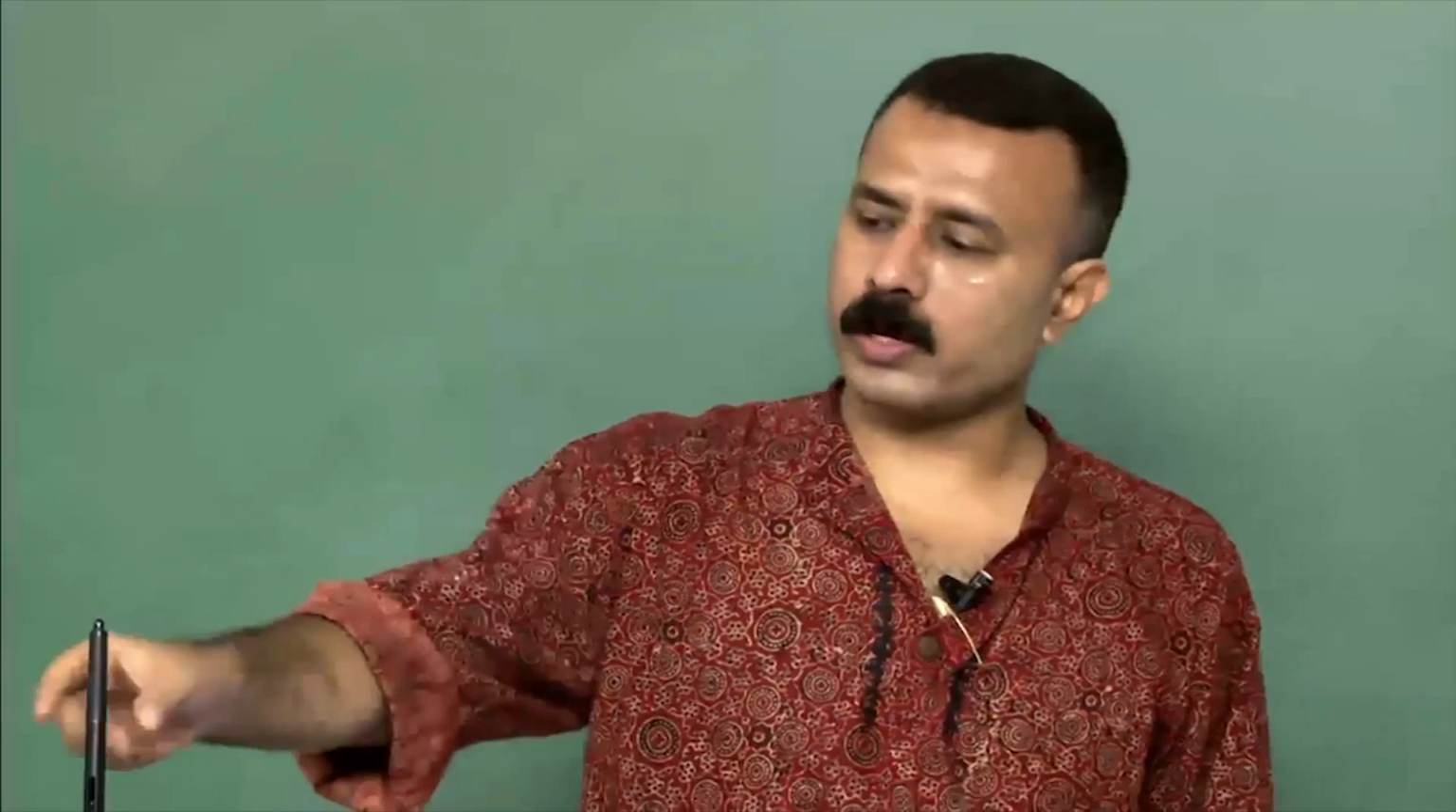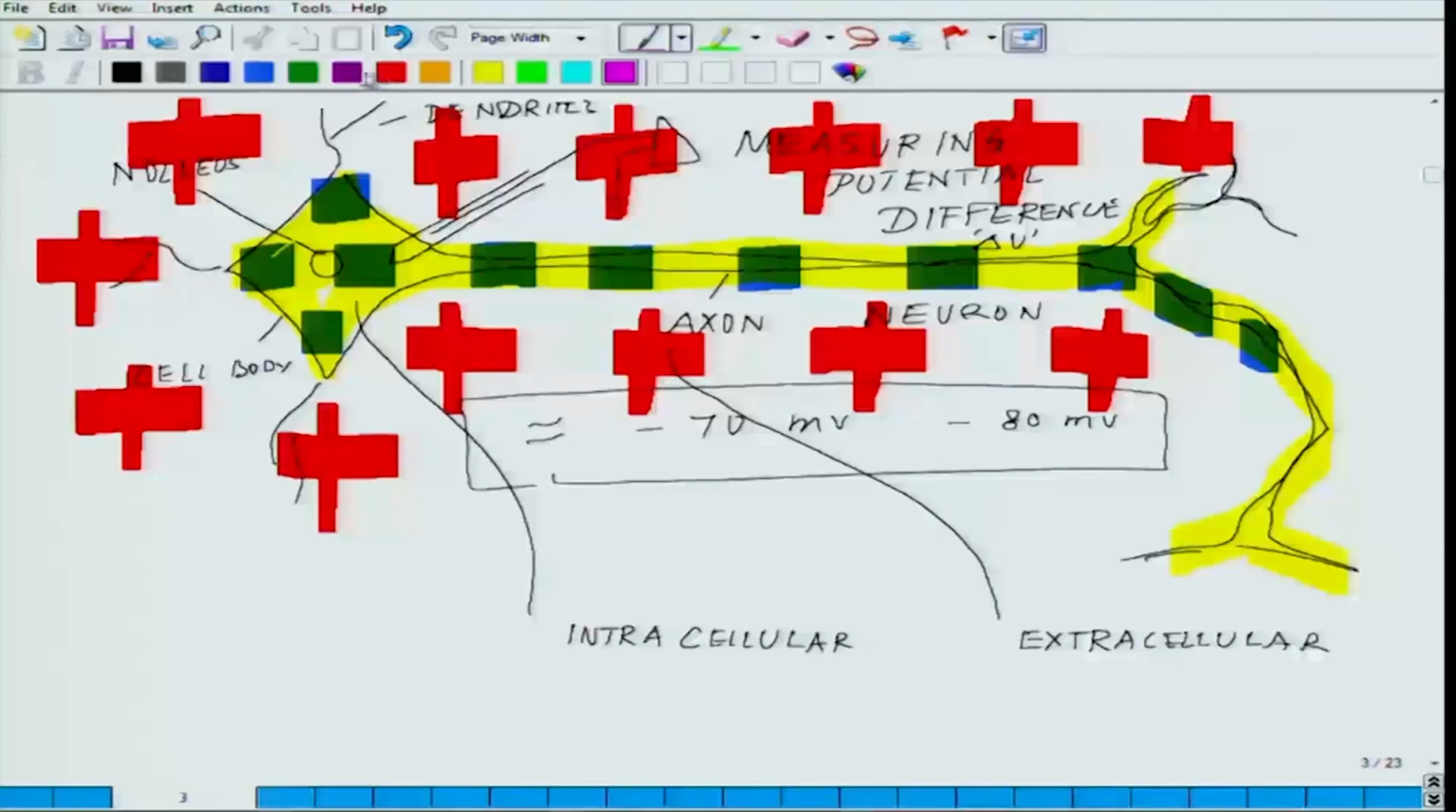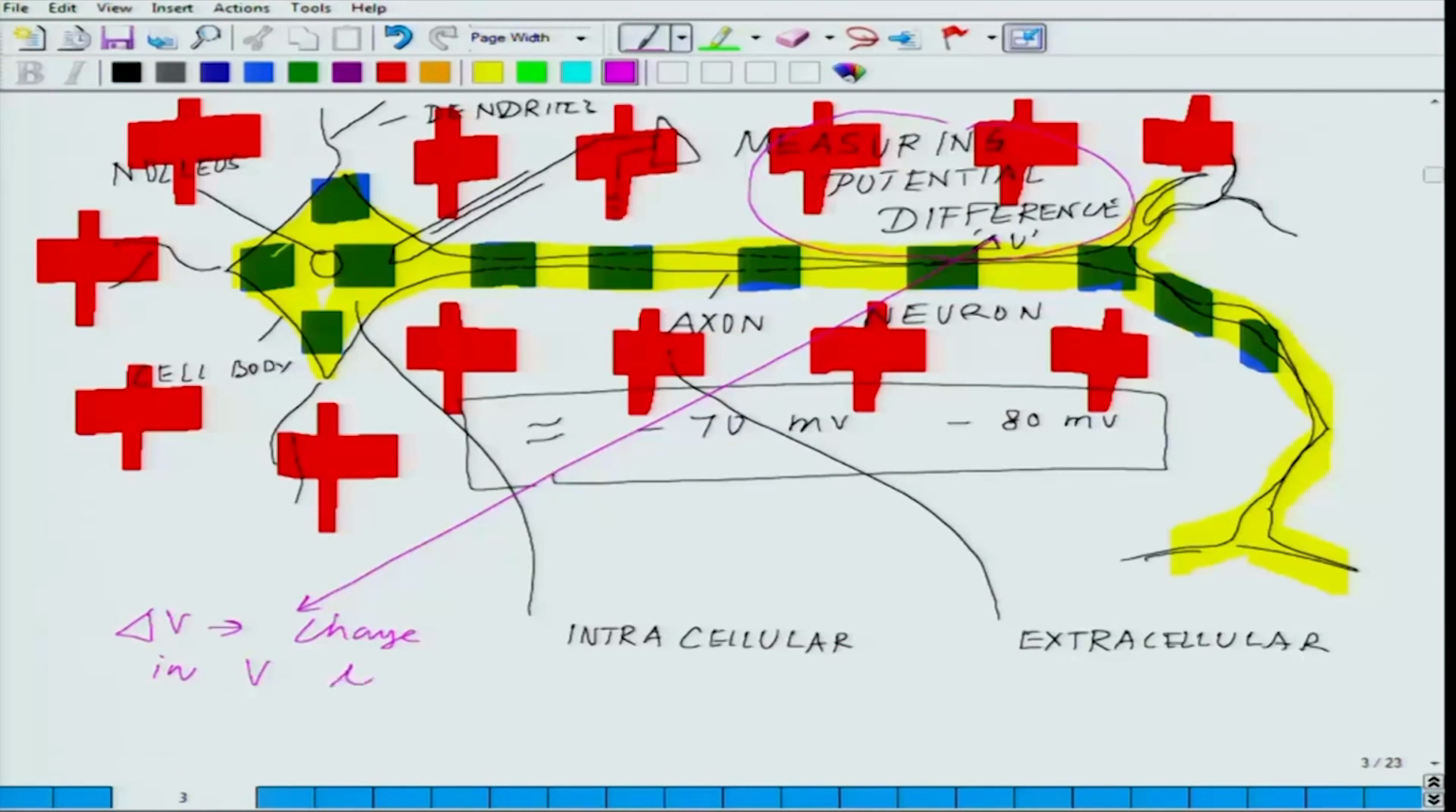As you remember, while I was drawing, if you see this picture, I told you that across this there is essentially a potential difference out here, delta V, and the change in this V leads to opening and closing of ion channels.